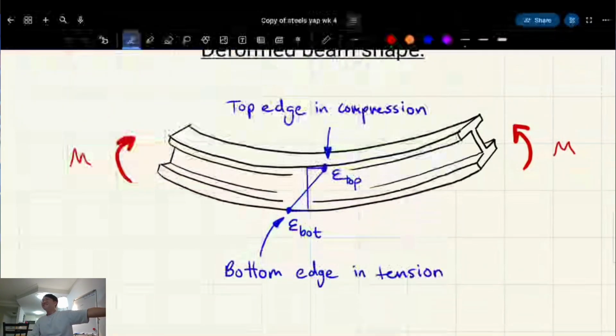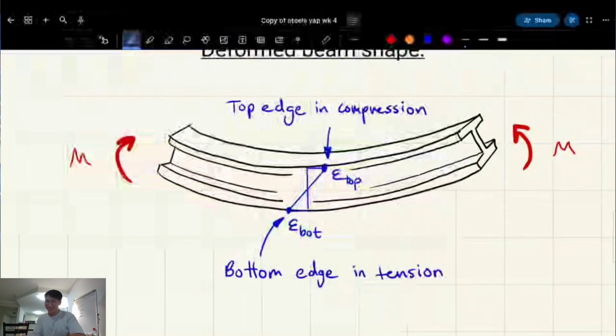The top is going to be in tension and the bottom is going to be in compression. I mean, other way. Yeah, on the screen. That's what I said. I mean the other way. But the bottom has to be in tension, right?